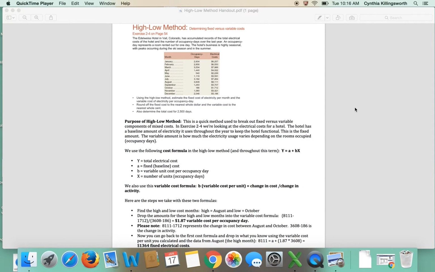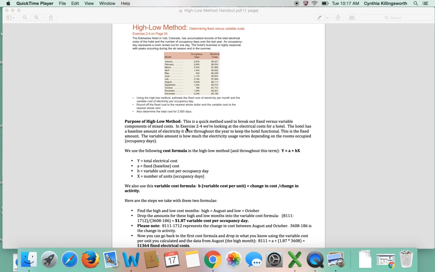Another concept that we learn in Chapter 2 is the high-low method. The purpose of the high-low method is where you have a mixed cost that includes both fixed and variable components. And with the high-low method, we have a quick way, not a perfect way, but a quick way of breaking those costs into fixed versus variable components.